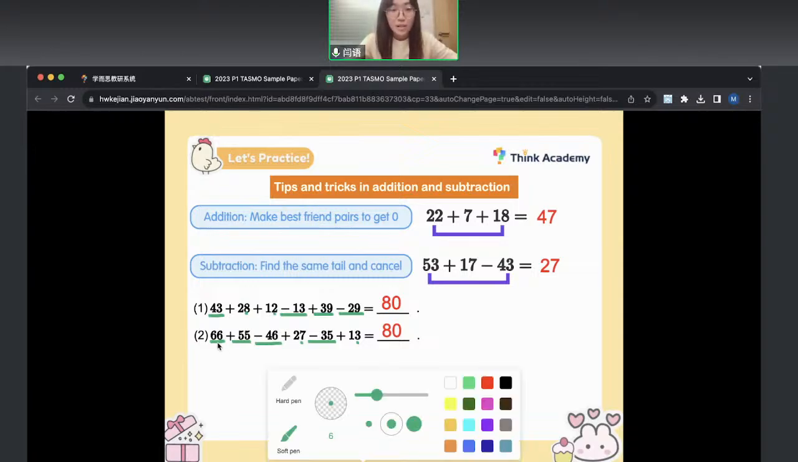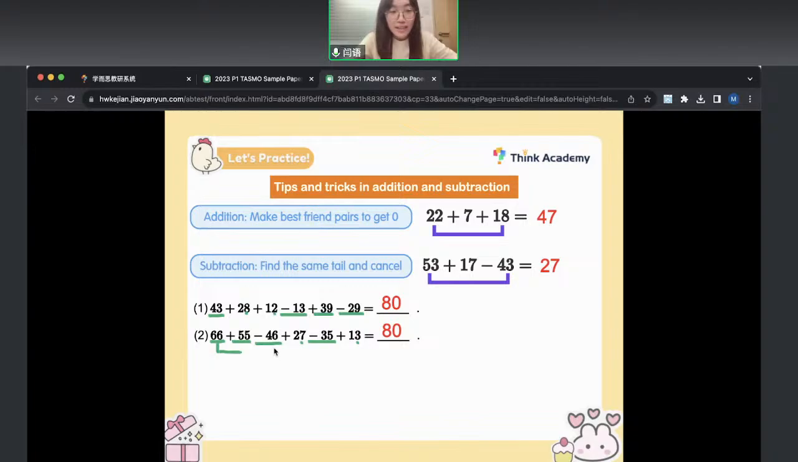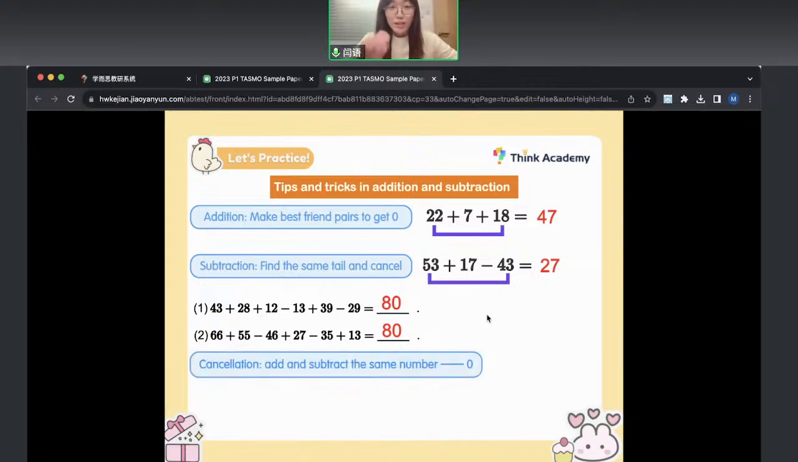So again, you see for this part, 66 and then minus 46, right? And then 55 minus 35. And for the last one, plus 27 and then plus 13. So in this way, you see the calculation will be easier. Understand now? Okay. So here I just clean it, okay? Now let's move on to the next part. And next tips and tricks, it is about the cancellation.